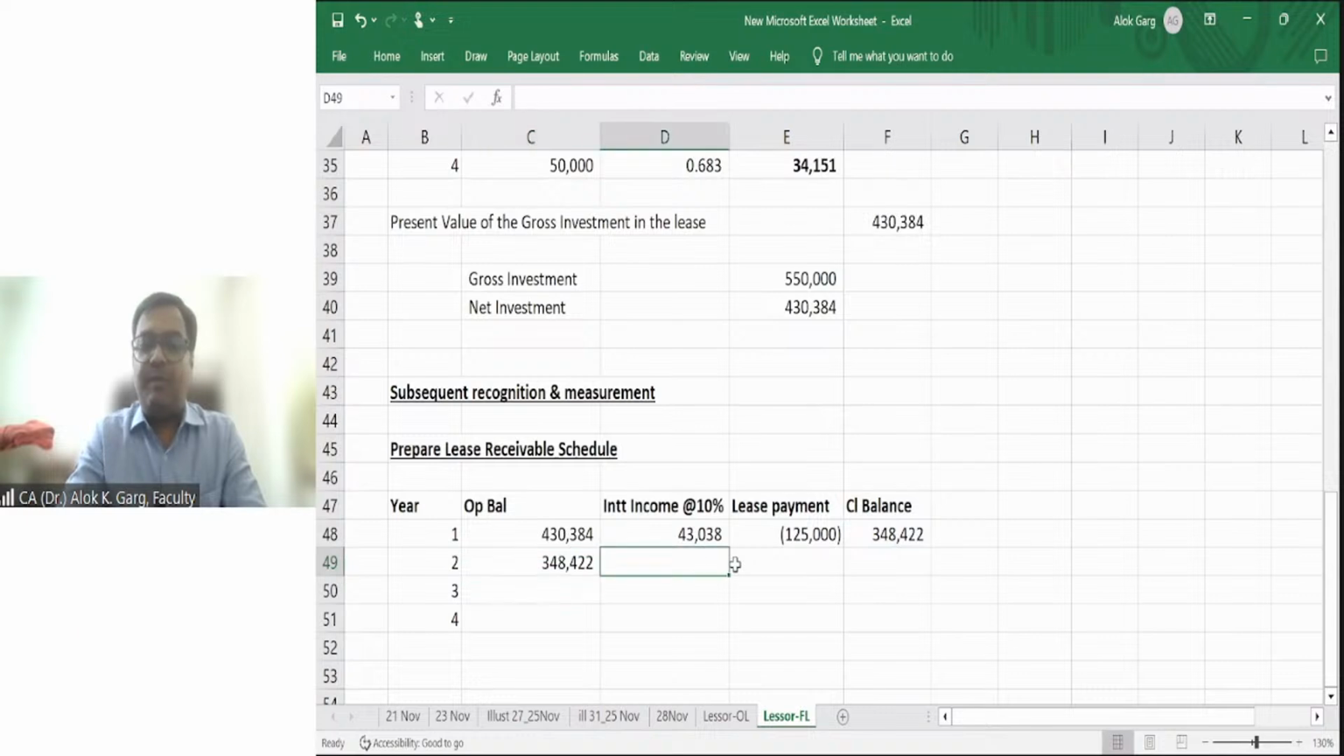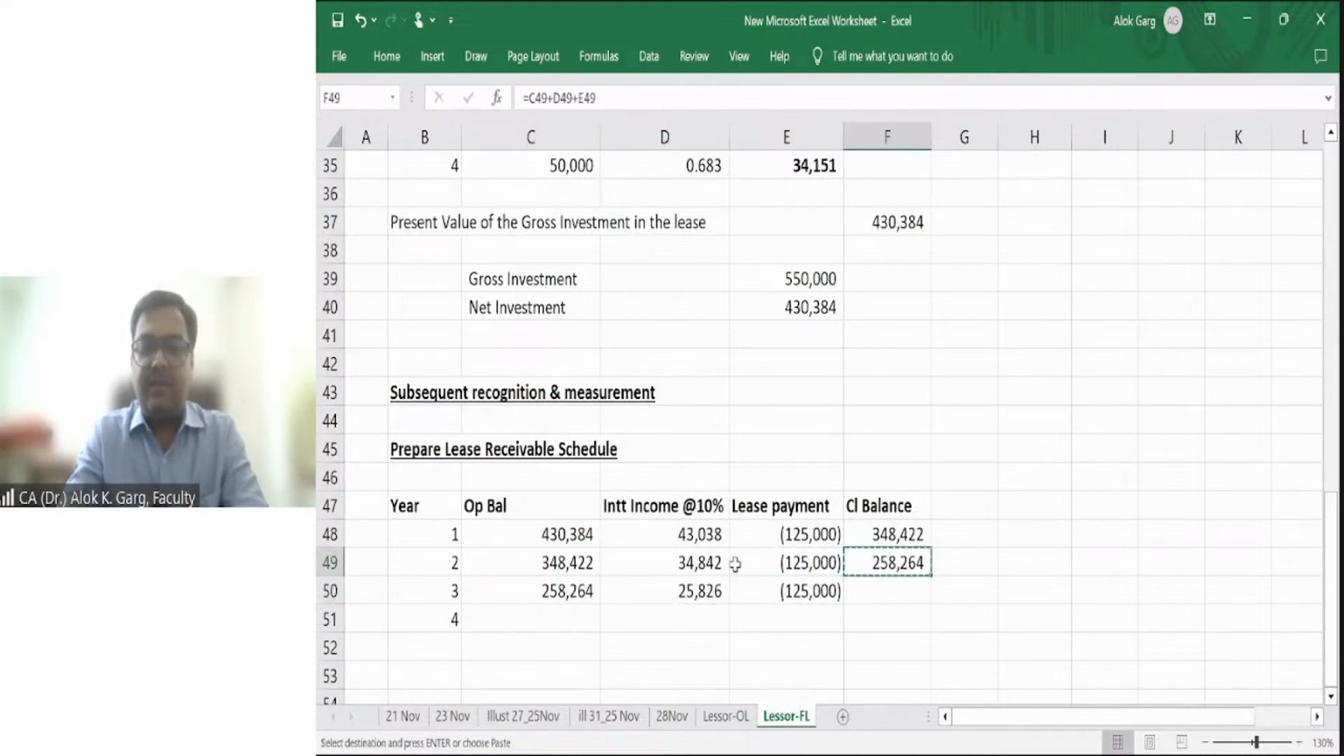This will become your opening balance of lease receivable. Again, you have to charge an interest income, right? You have to recognize an interest income on that. Again, you will pay 1,25,000. Your closing balance comes out to 258, right? Again, you have to charge an interest, recognize an interest income.